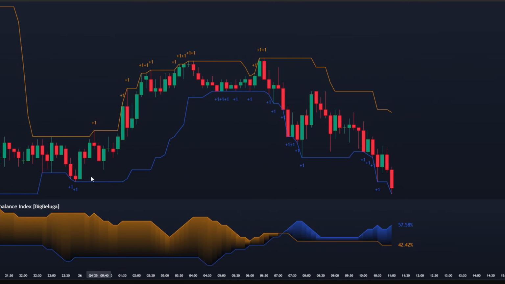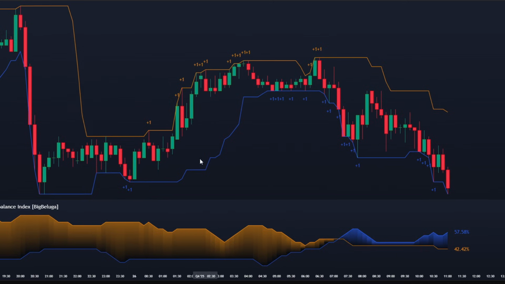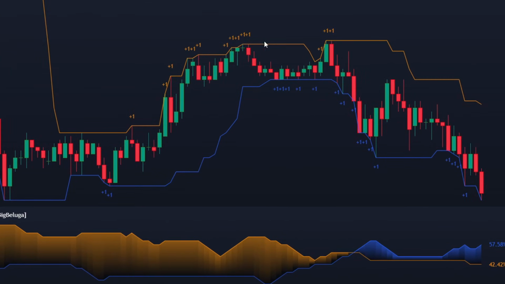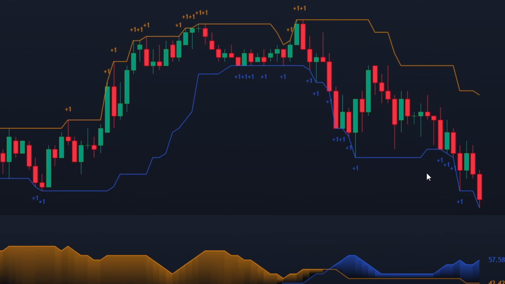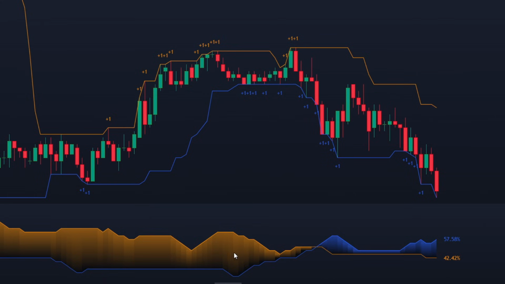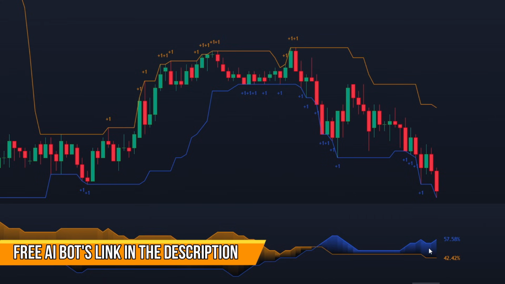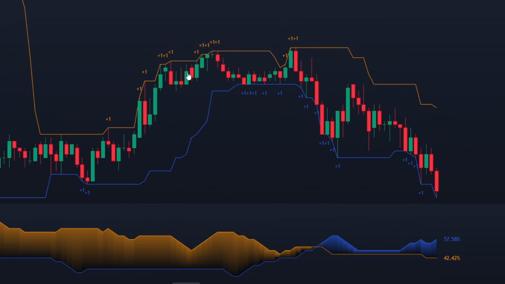The whole idea behind this indicator is simple. It counts how often price is printing new highs or new lows inside a look-back period. Every new high increases the bullish count, and every new low increases the bearish count. These little marks up here represent bullish counts, and these represent bearish counts. All of that data is then combined and reflected in this cumulative oscillator below the chart. The indicator is basically telling you, in real time, which side is gaining strength and which side is losing it.